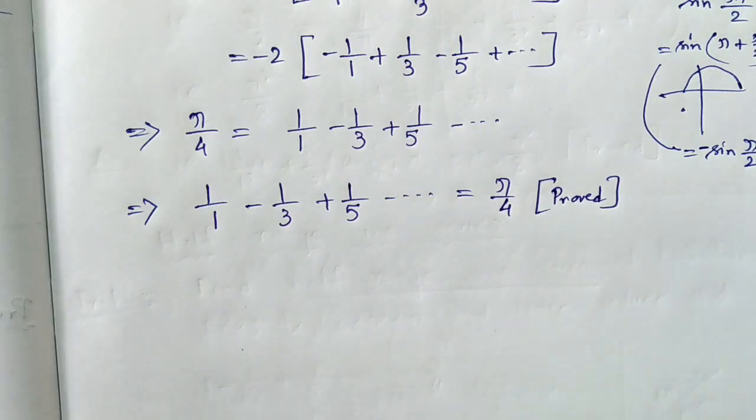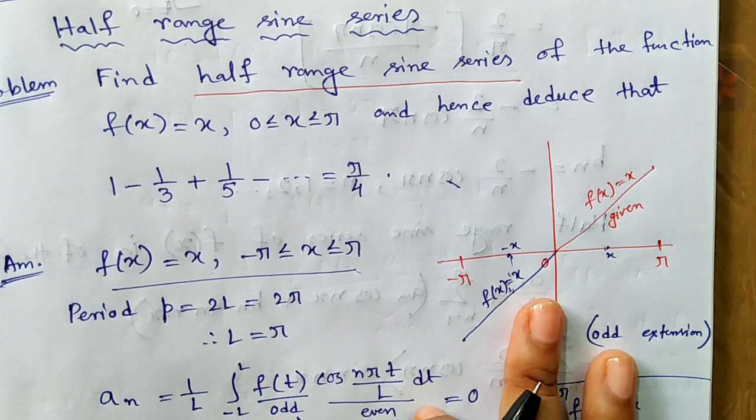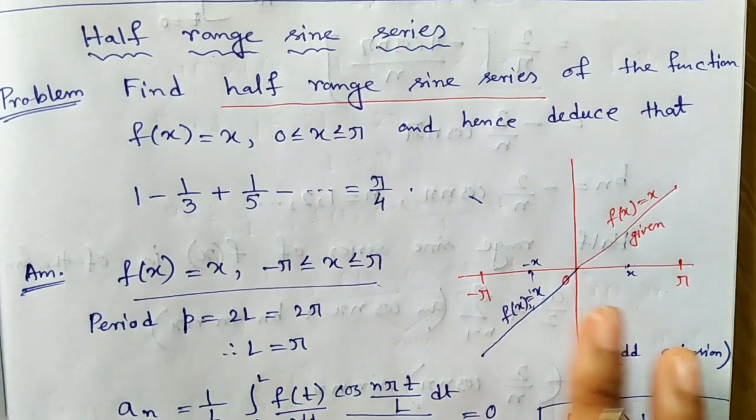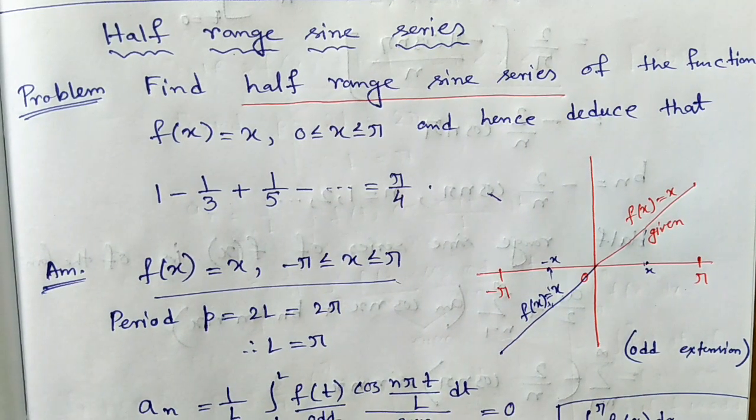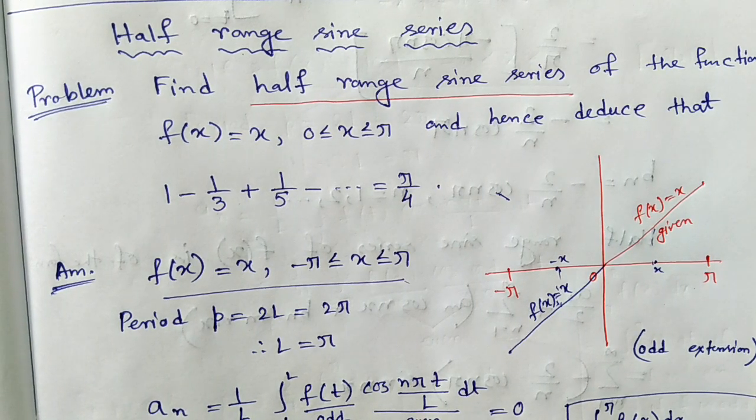So in case of half range sine series and half range cosine series, you get this type of problems, and this is the pattern to solve this type of problems. In our next upcoming videos we will talk about more interesting topics.